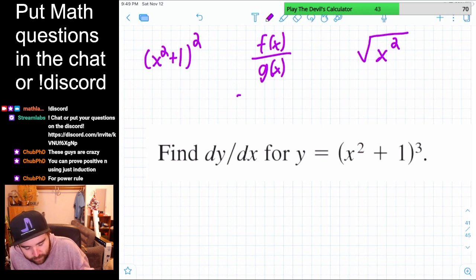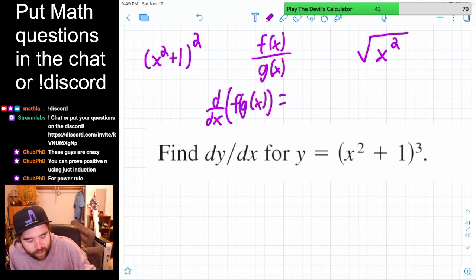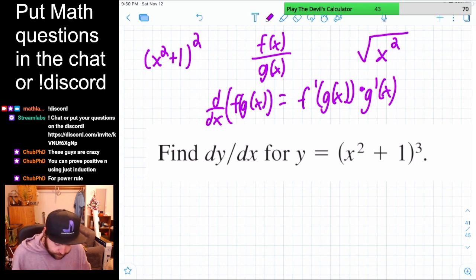The chain rule is that if we're trying to take the derivative of f of g of x, what that is, is the derivative of f prime of g of x times the derivative of g of x. That's what the chain rule tells us.